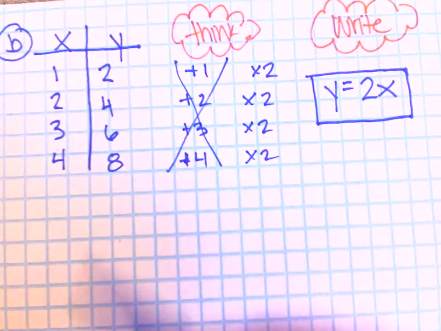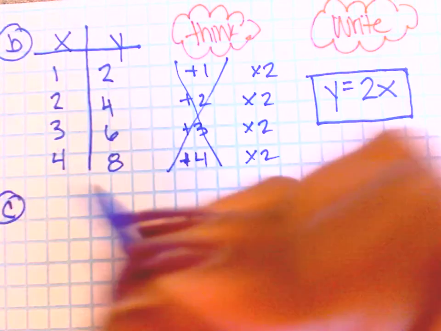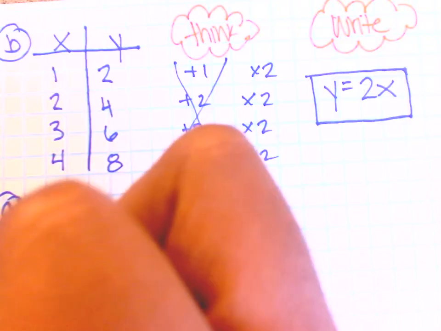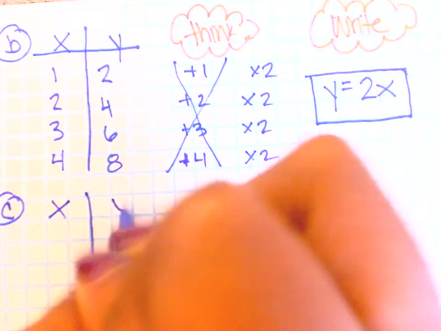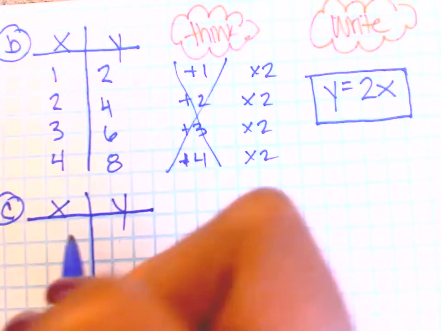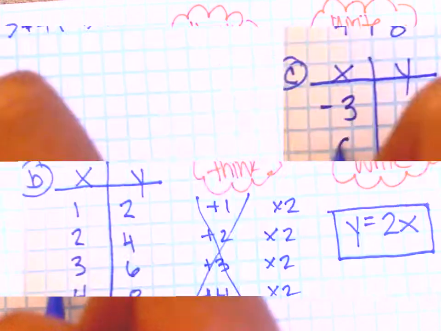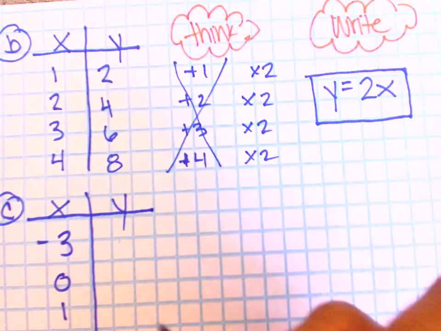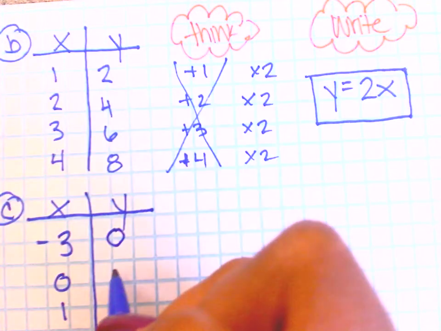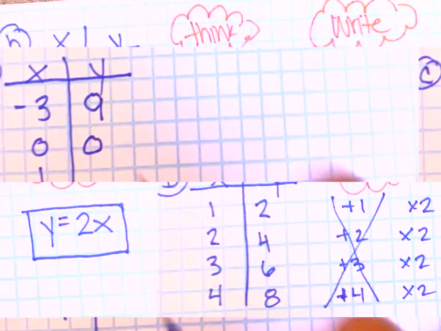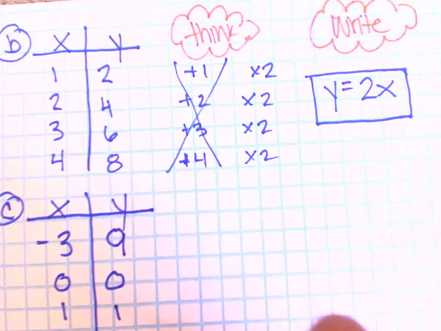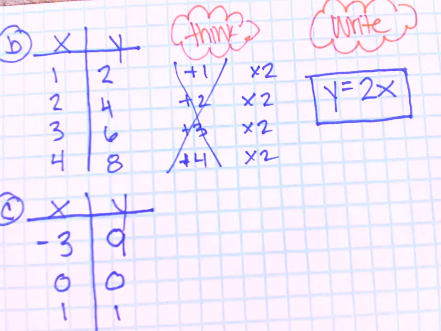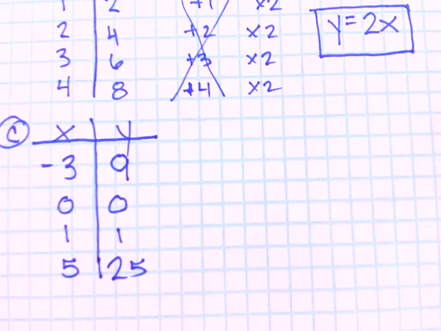Okay, one more for this example. Let's try graph number C. Letter C. So the graph that they give me looks like this: -3, 0, 1, and 5. And then I have 9, 0, 1, and 25. Interesting.